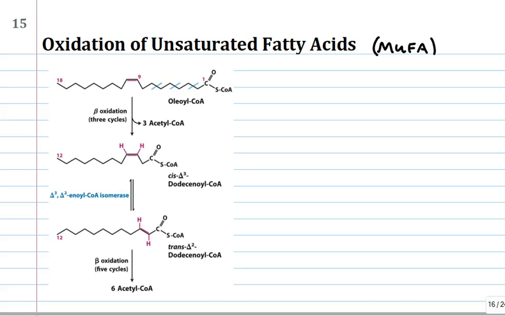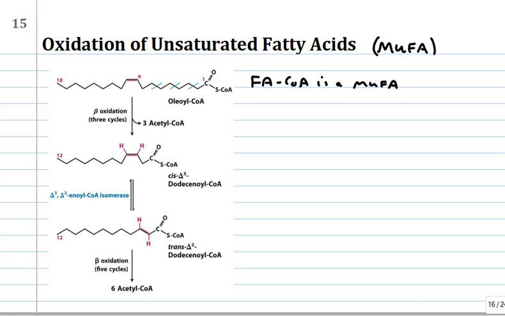And here we go. Here is a case where the fatty acyl-CoA is a monounsaturated fatty acid. It's oleoyl-CoA, and the double bond is cis, as you see there. And how is the beta oxidation of this molecule going to be different than palmitoyl-CoA?